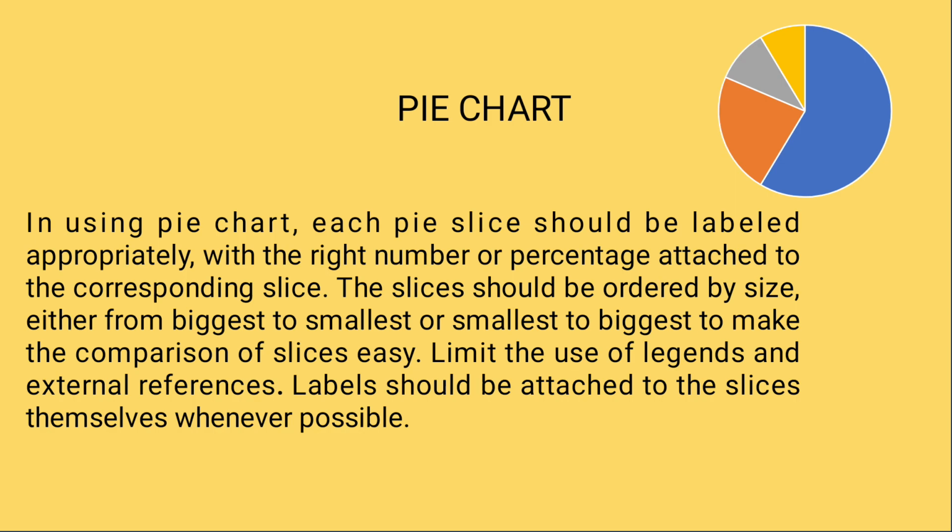In using pie chart, each pie slice should be labeled appropriately with the right number or percentage attached to the corresponding slice. The slices should be ordered by size, either from the biggest to smallest or smallest to biggest to make the comparison of slices easy. Limit the usage of legends and external reference. Labels should be attached to the slices themselves whenever possible.